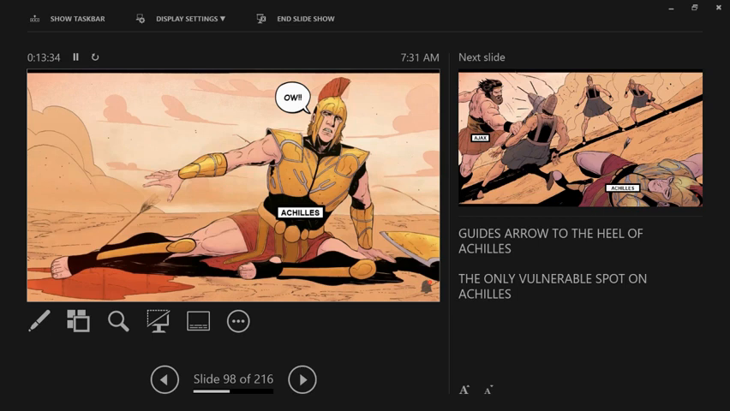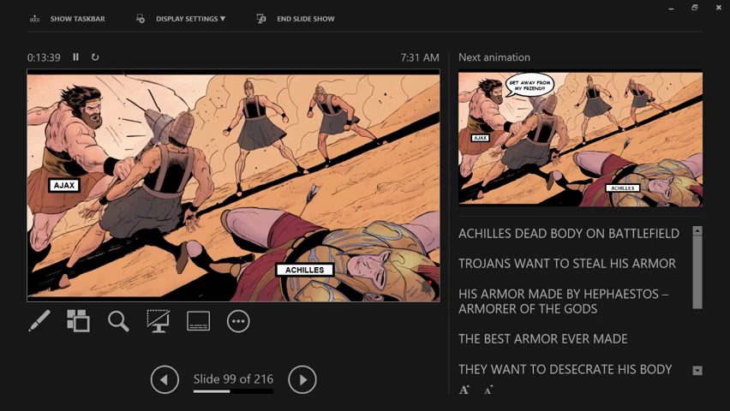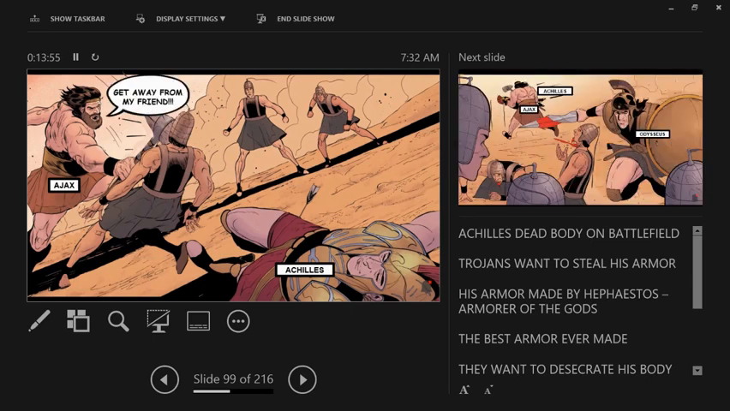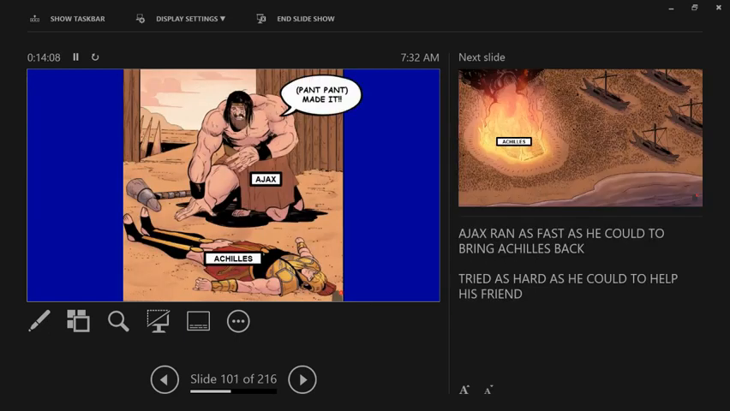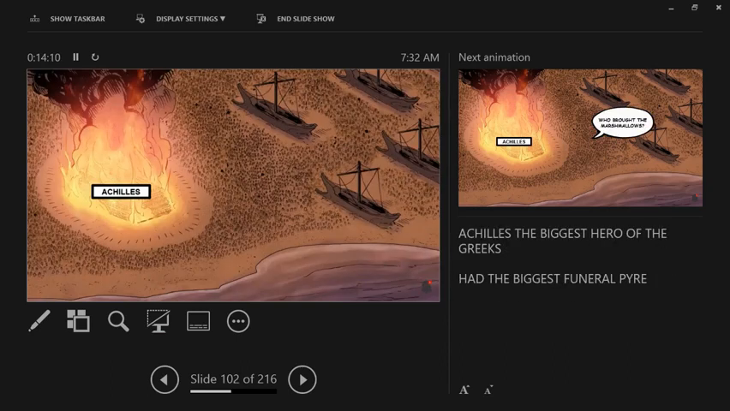All right, so Achilles dies on the battlefield. And then all the Trojans want the armor of Achilles. They're going to steal his second set of armor. So Ajax is standing over the body of Achilles, keeping the Trojans away from stealing the armor. Odysseus comes to help. And Odysseus holds back the Trojans while Ajax carries the body of Achilles back to the camp. They have a huge funeral for Achilles.